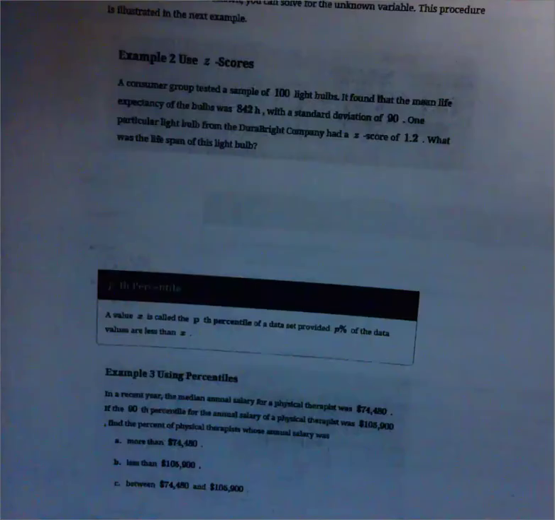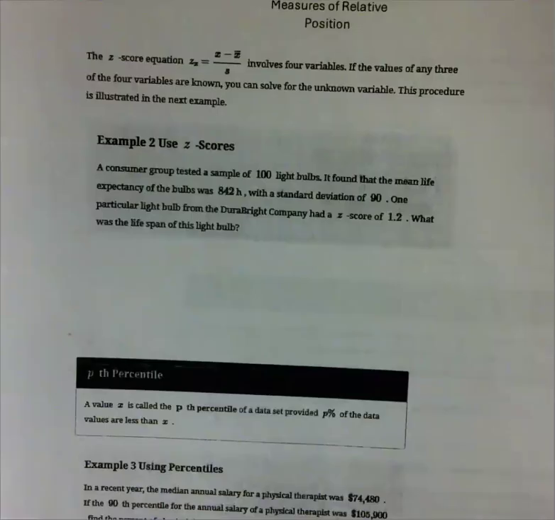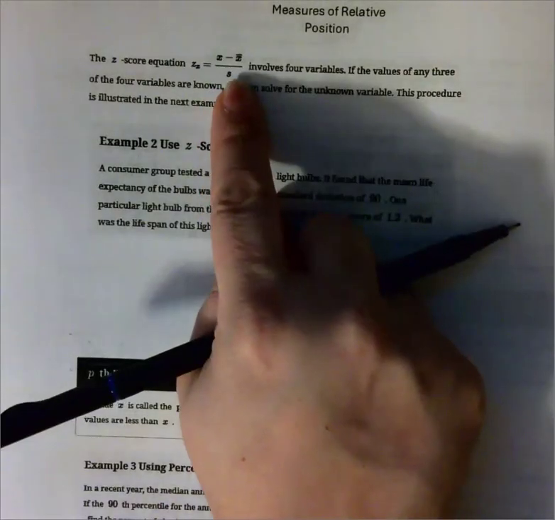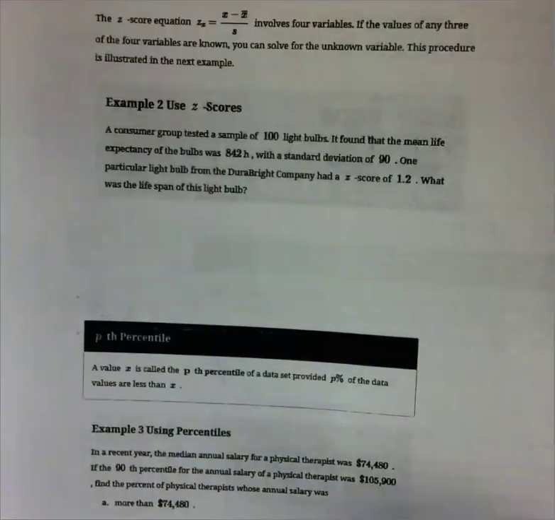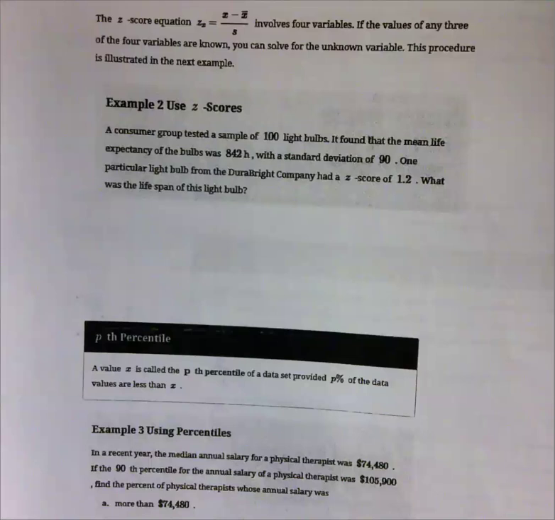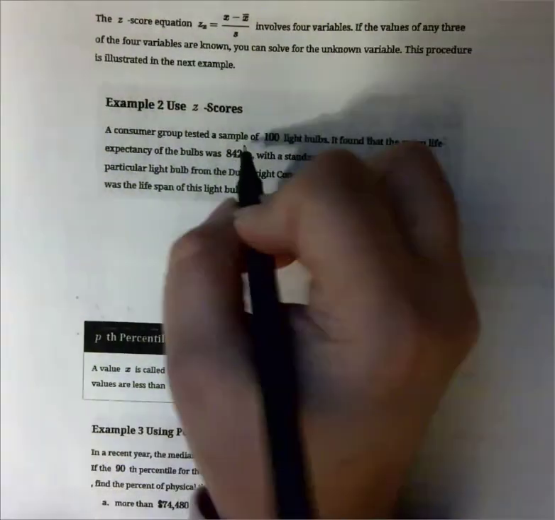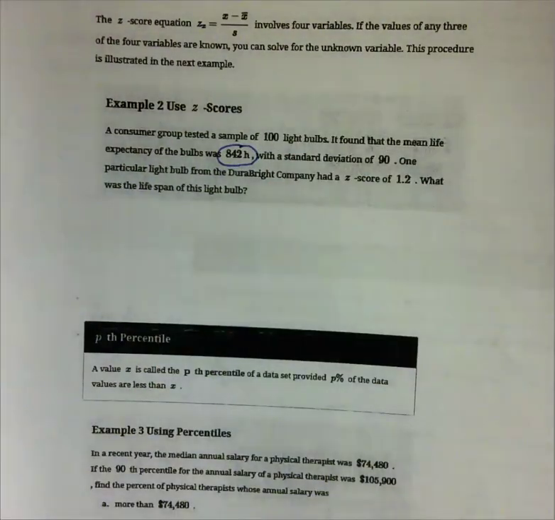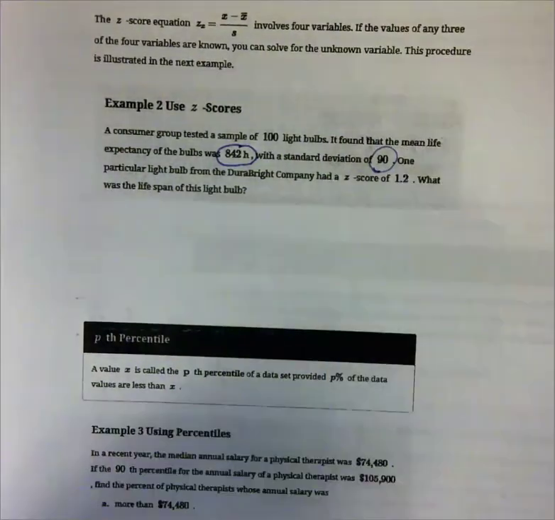So on this problem, we're going to be using our Z-score formula again, X minus X bar divided by S. And our situation is a consumer group tests a sample of 100 light bulbs. It found that the mean light bulb life expectancy was 842 hours. You're going to want that written down. And the standard deviation is 90 hours.